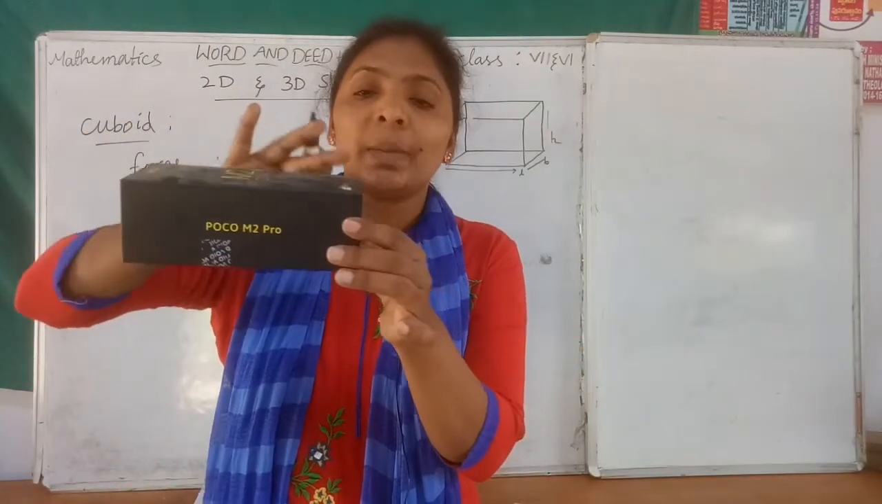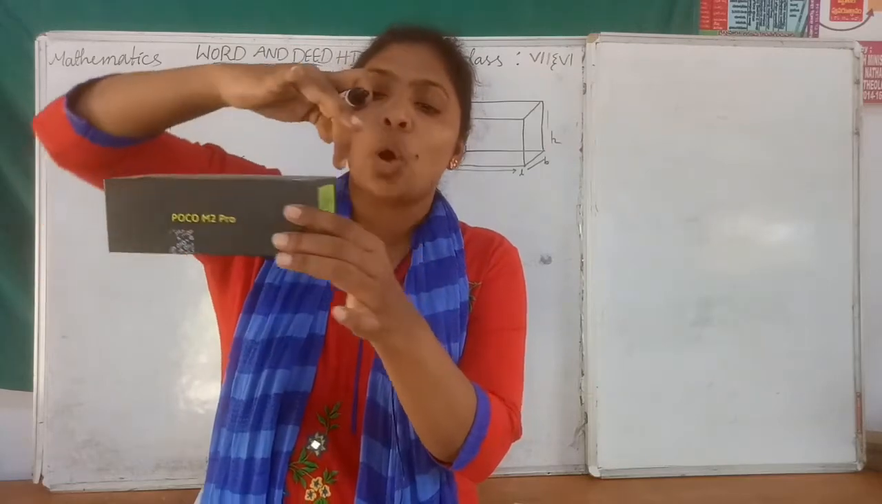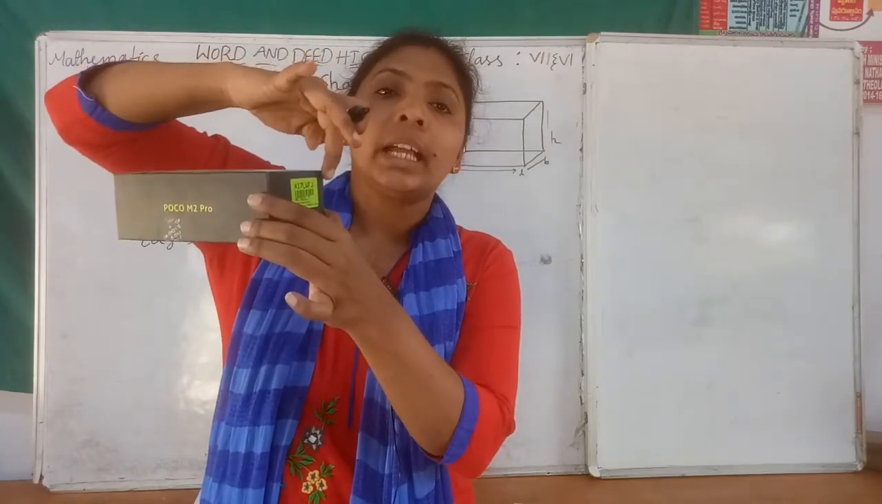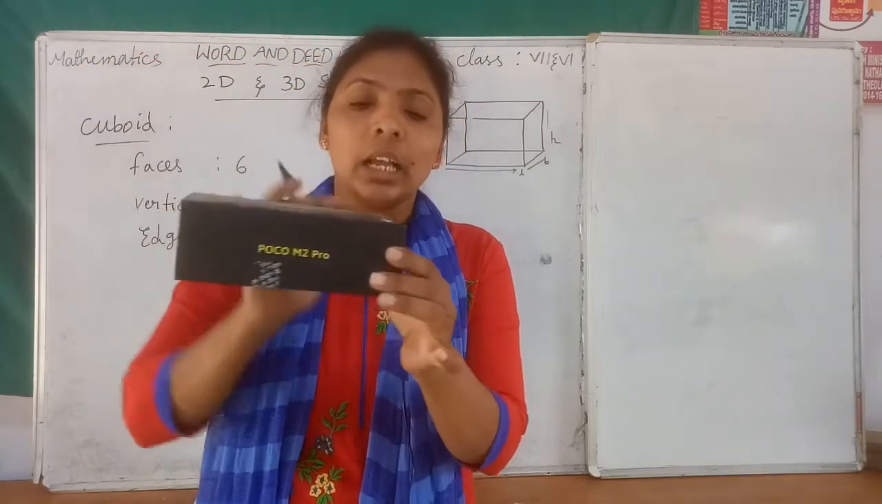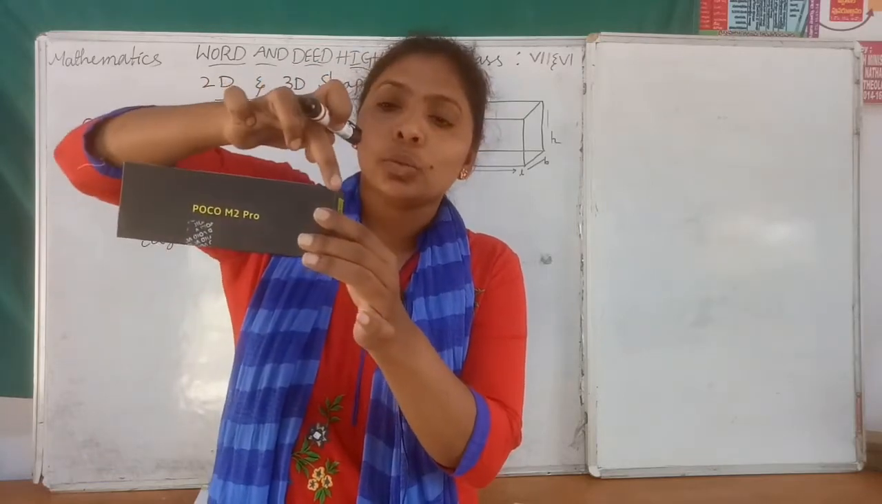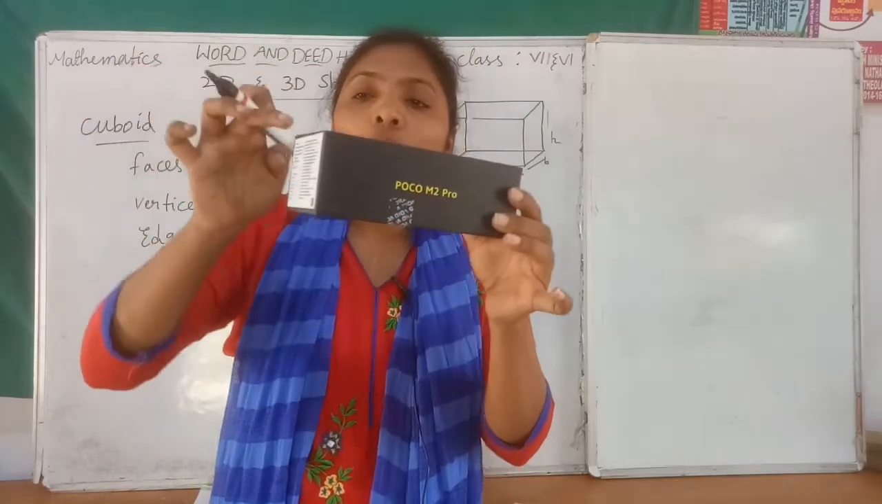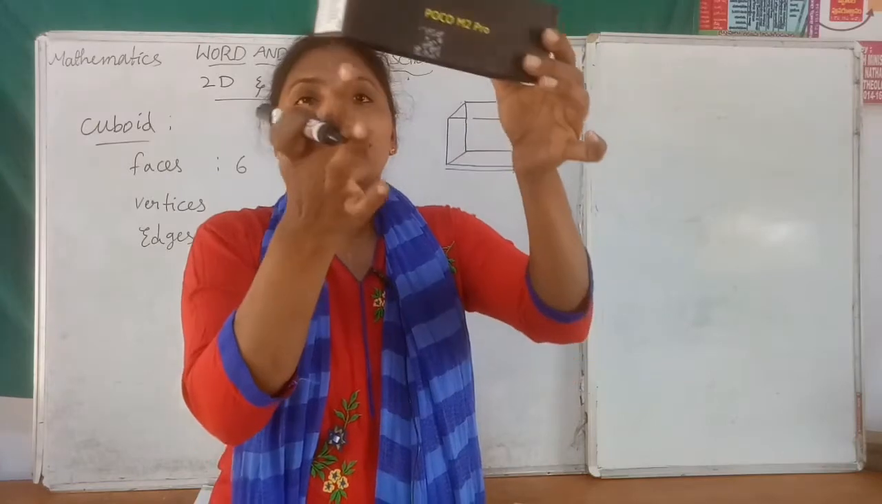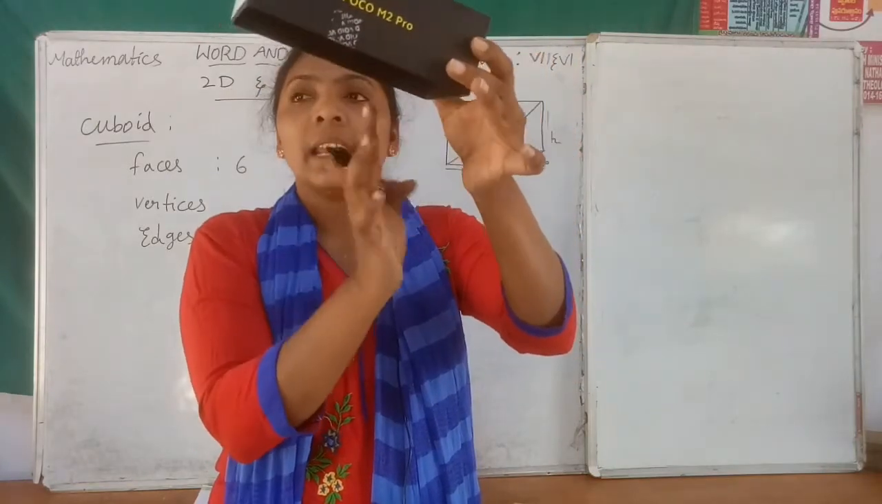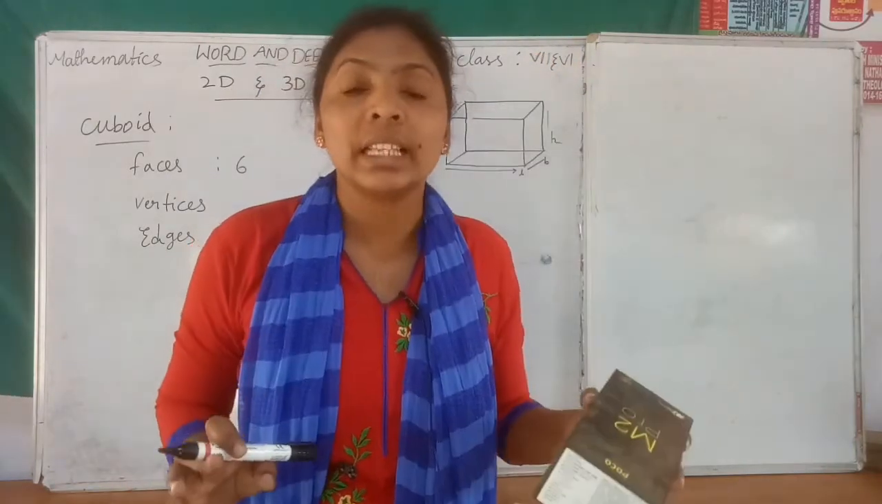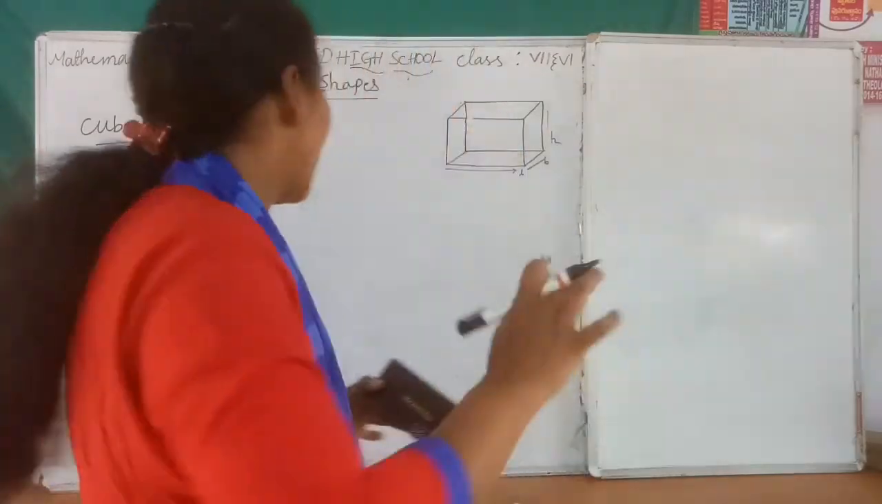Next, vertices. See children, a vertex is where any two sides join at a point. So 1, 2, 3, 4, 5, 6, 7, 8. How many vertices do we have in a cuboid? 8 vertices.